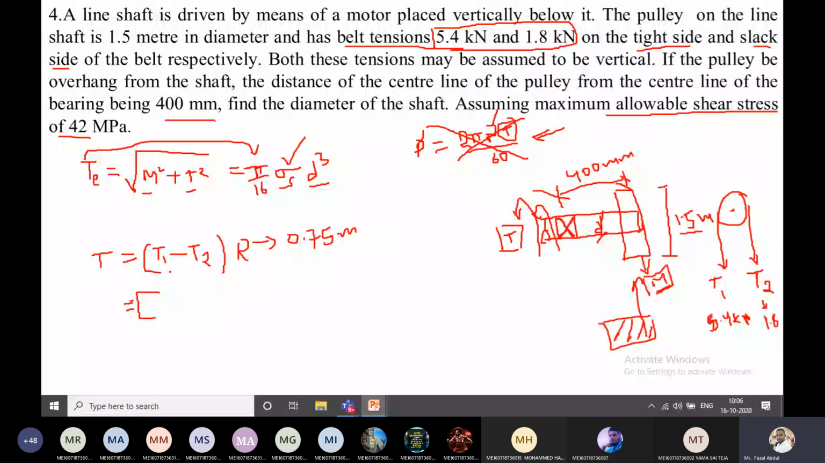2700, I am writing here. 2700 Newton meter. Now bending moment. Observe the diagram. For the bending moment, I am taking the maximum bending moment equation. Just see the screen, I have written the answer here. It is appearing as a cantilever beam.